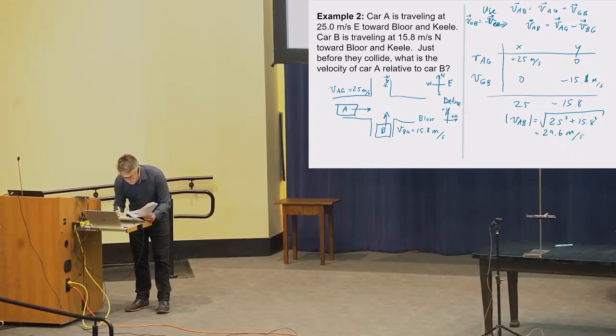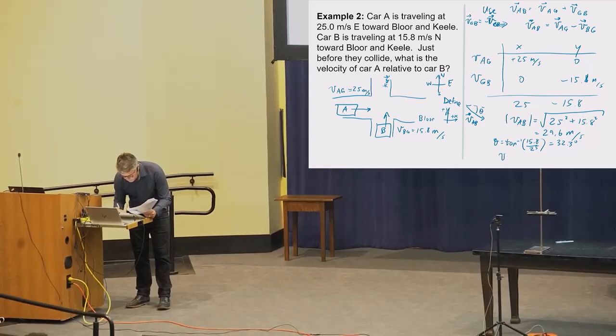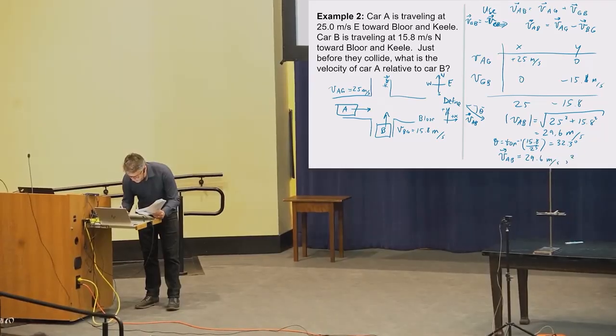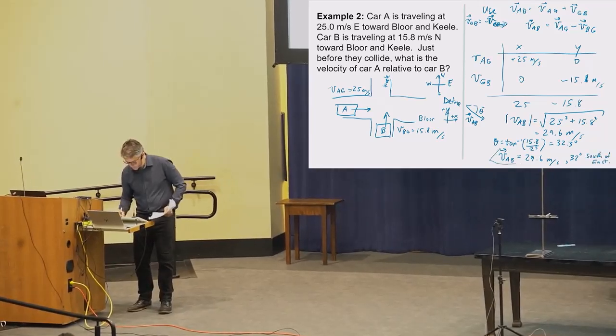And the other thing is that if this is your theta, and this is your velocity AB, because it's coming at you at that kind of angle, you can get theta is tan inverse of 15.8 divided by 25. And you get 32.3 degrees. So you just say that the velocity of car A relative to car B is 29.6 meters per second, and it's 32 degrees south of east. That's what kind of matters if you're in car B.